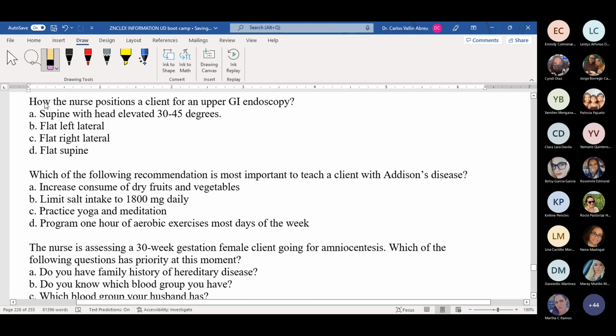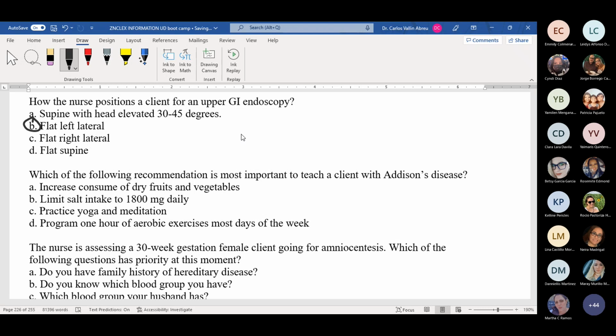Next question. How does the nurse position a client for an upper gastrointestinal endoscopy? Supine with head of bed elevated 30 to 45 degrees, flat left lateral, flat right lateral, flat supine. What do you think? Flat left lateral. Okay, this is the correct answer.